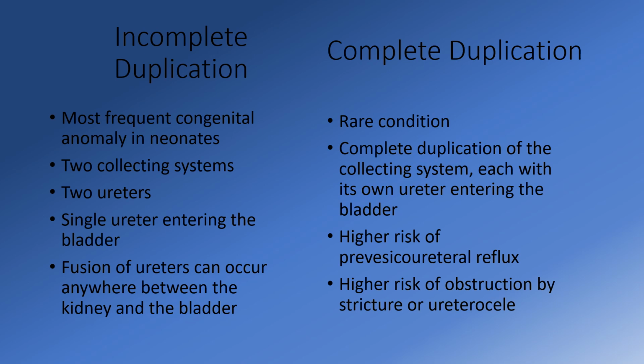Incomplete duplication is going to be your most frequent congenital anomaly seen in neonates, and what you have is two collecting systems, two ureters. At the level of the kidney, you're going to have two collecting systems and two ureters, but where they enter the bladder, there's only going to be a single ureter, because somewhere between the kidneys and the bladder, those two ureters are going to come together and fuse, and only a single ureter will enter the bladder.